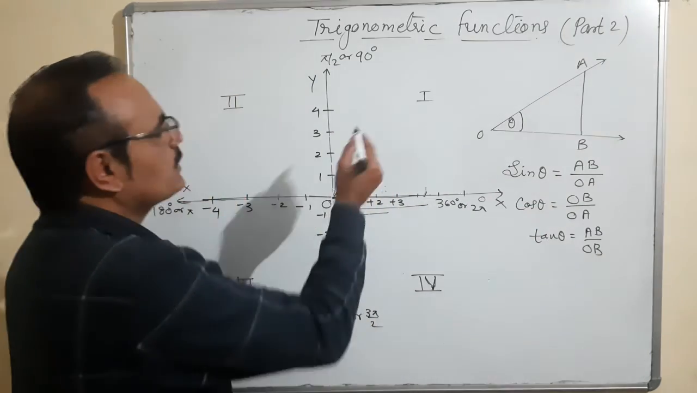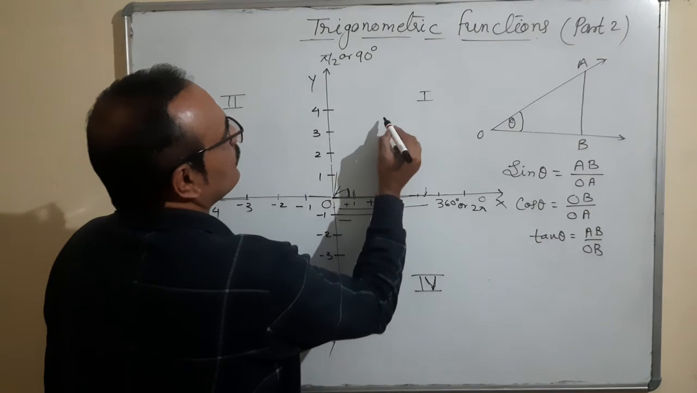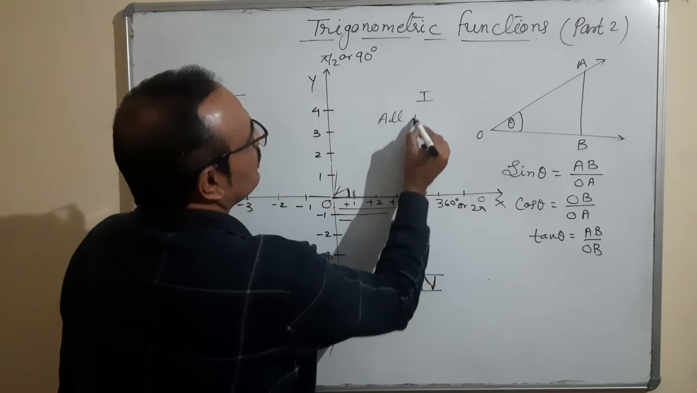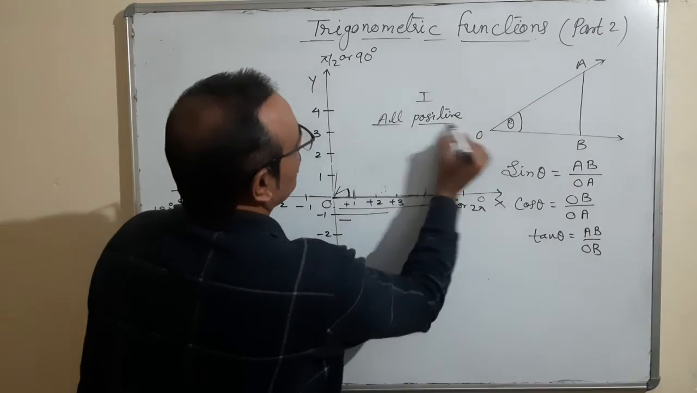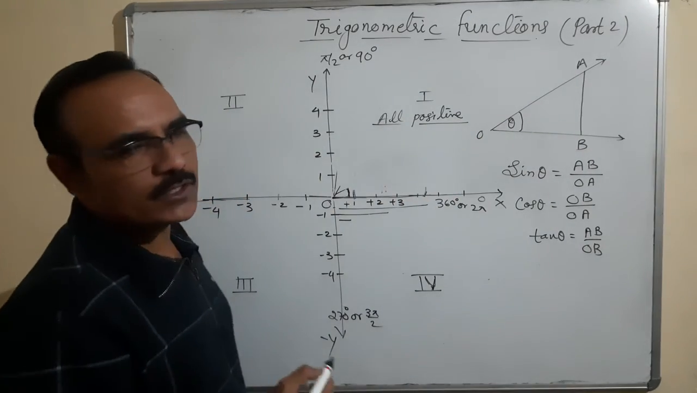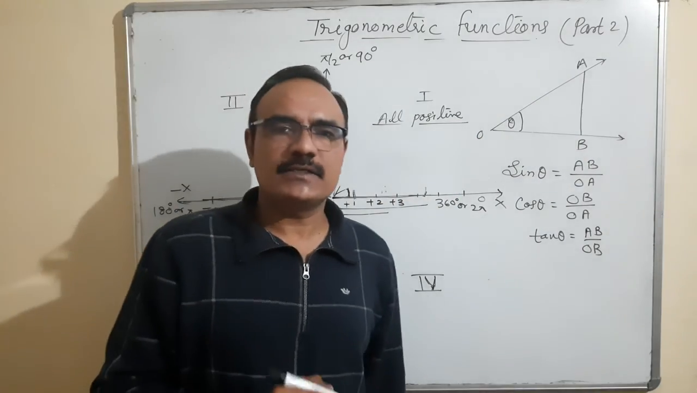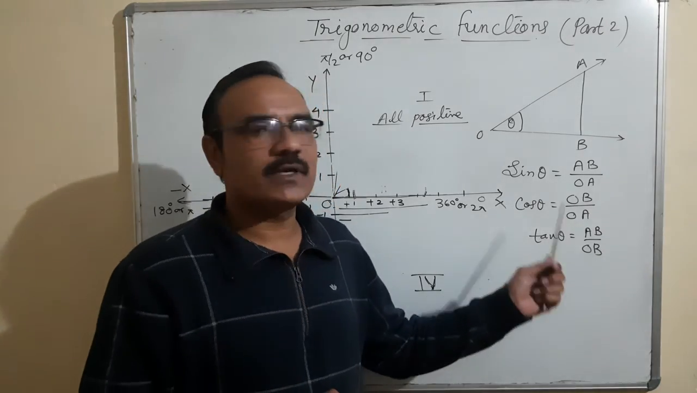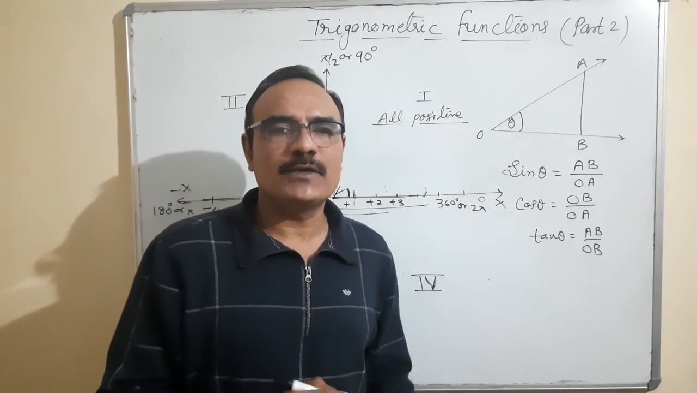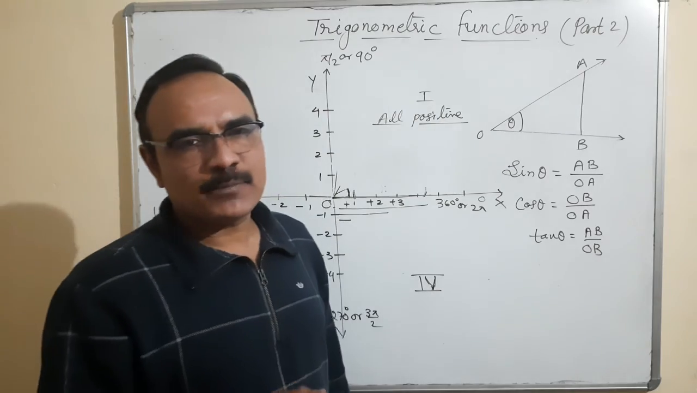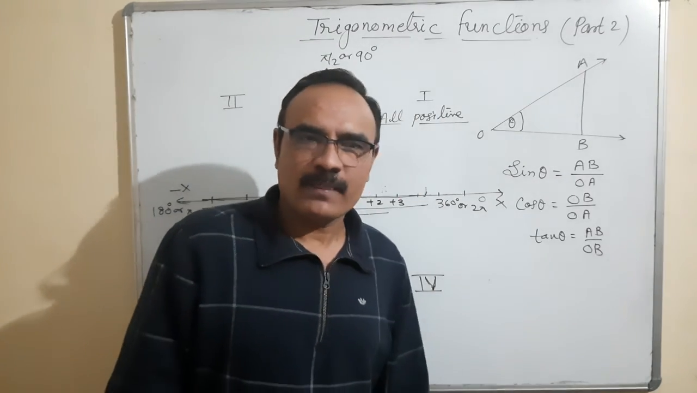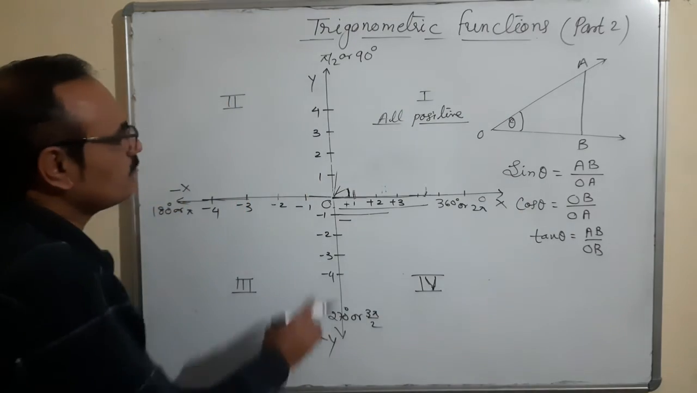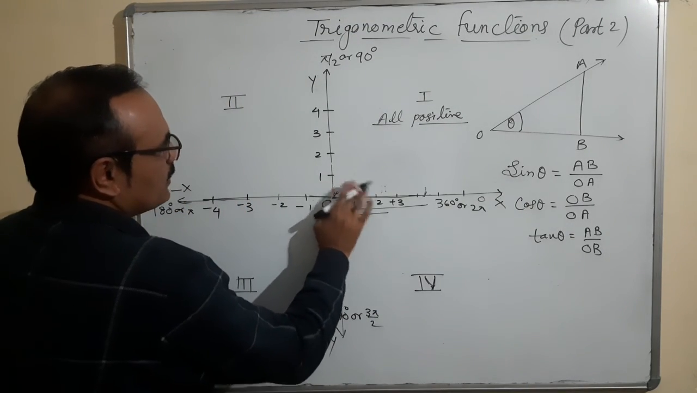Okay. So in the first quadrant, I can write here: all positive. The values of sine 0 to sine 90, cos 0 to cos 90, tan 0 to tan 90, and their reciprocals cosec, sec, and cot. All values are counted as positive because all three sides of the triangle are treated as positive. It's okay. So that is the first quadrant.